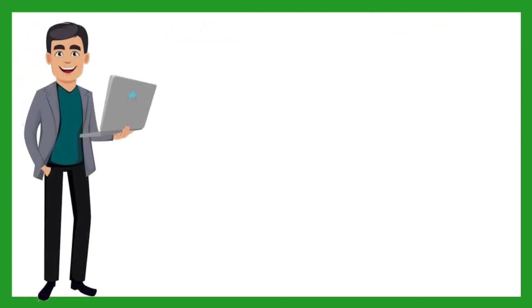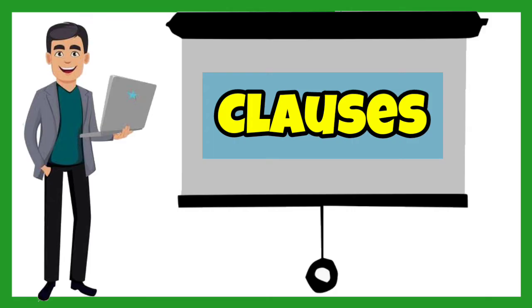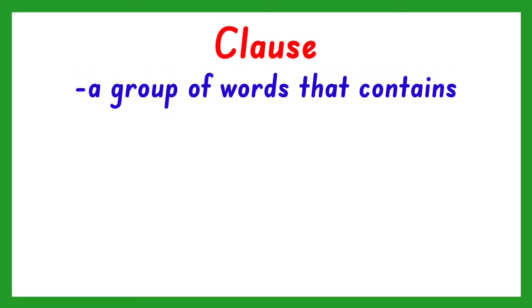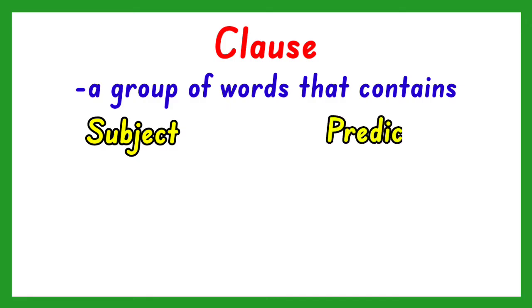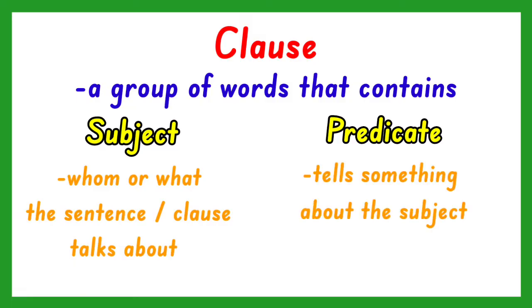For this video, we will be learning more about clauses. Let's start this off by knowing the meaning of a clause. A clause is a group of words that contains a subject and a predicate. Just a quick review, a subject is whom or what the sentence talks about, while a predicate tells something about the subject. Its main component is the verb.